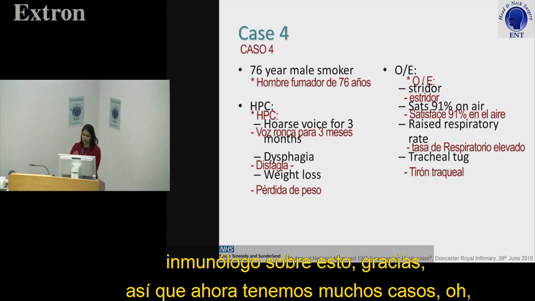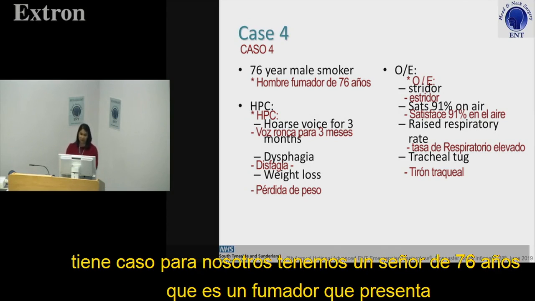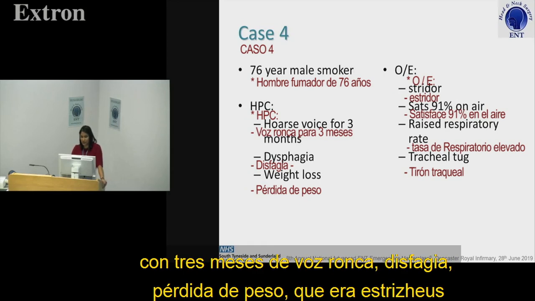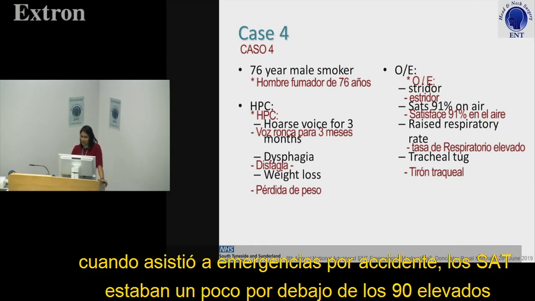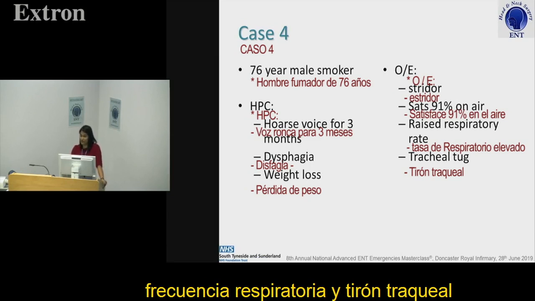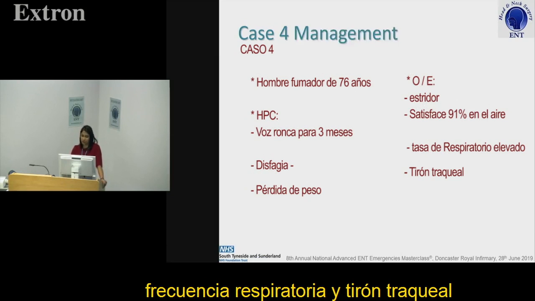Thank you. So we've got another case now. We've got case 4. We've got a 76-year-old gentleman who's a smoker. He presents with 3 months of hoarse voice, dysphagia, weight loss. He was stridulous when he attended accident and emergency, sats were a little bit in the low 90s, raised respiratory rate and tracheal tugging.